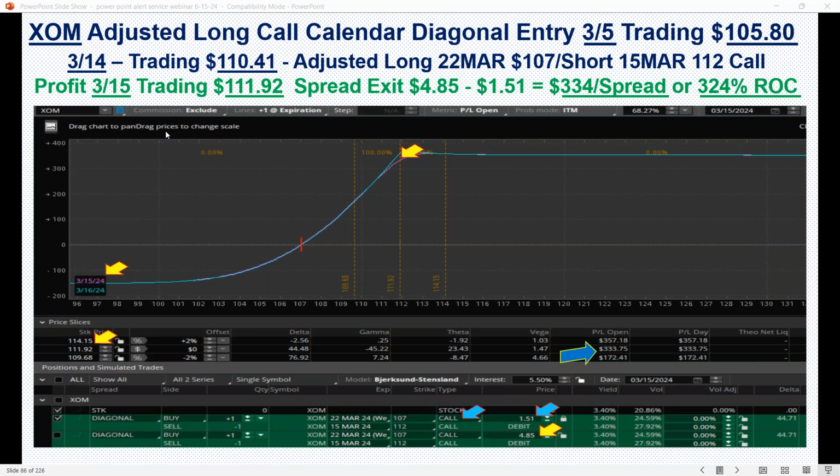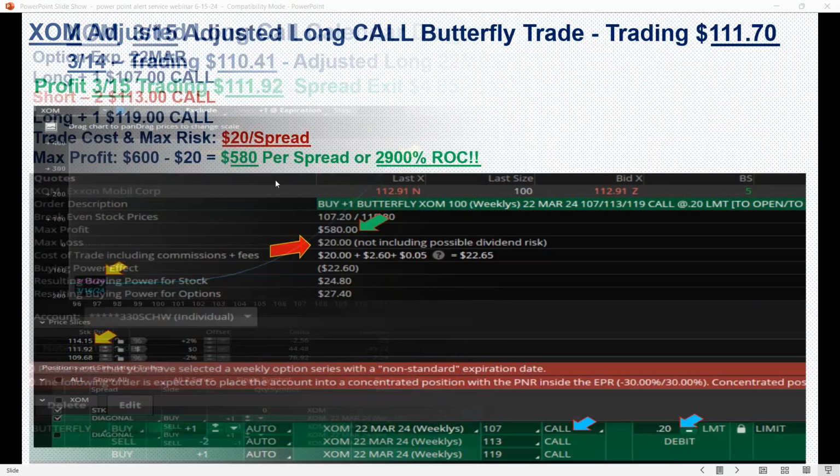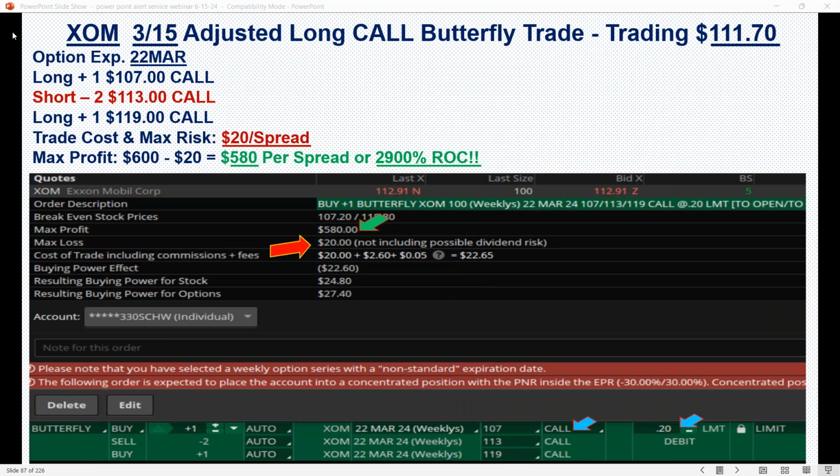But then I did one more adjustment. If you were still hanging with it, I showed you another way to make it even better. So I sent out this trade adjustment here. On the 15th, we adjusted this to a long call butterfly. It was trading now at 111.70.